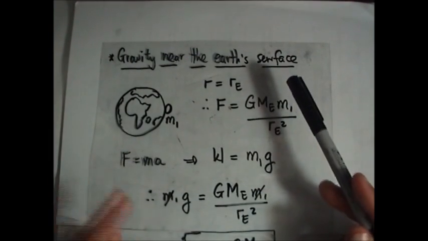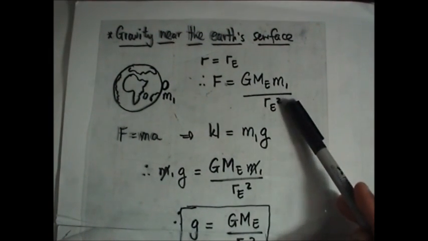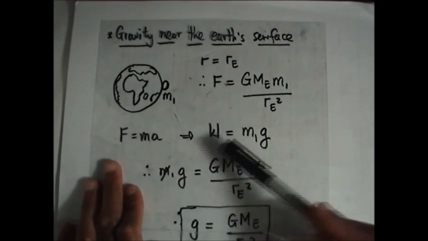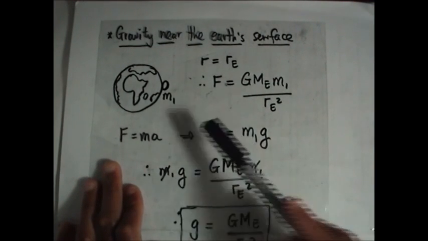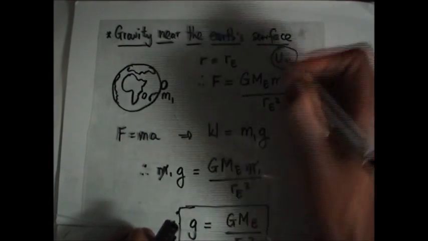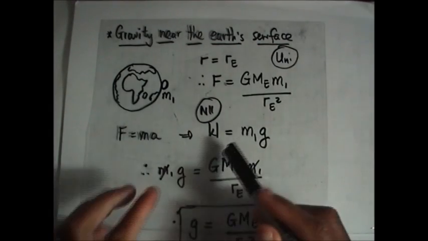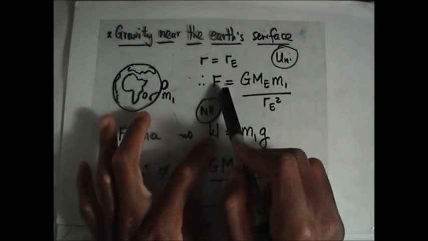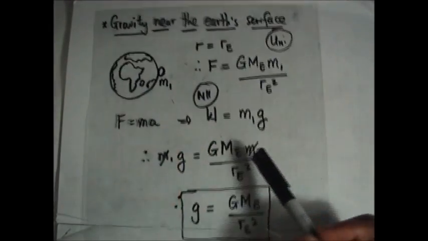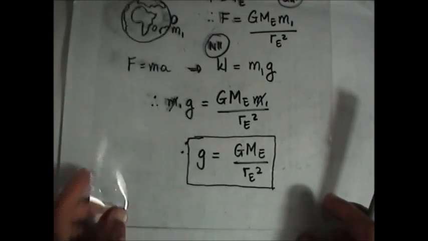You put the object at the surface of the Earth, calculate the force due to gravity using the universal law of gravitation, and then calculate using the second law of motion by Newton. So these are two. The first is the universal law, and the second is Newton's second law. And you equate the two, because this weight is a force due to gravity, and this is actually a force due to gravity. So they have to be equal. You equate them like this, and then you come up with this G me over re squared.